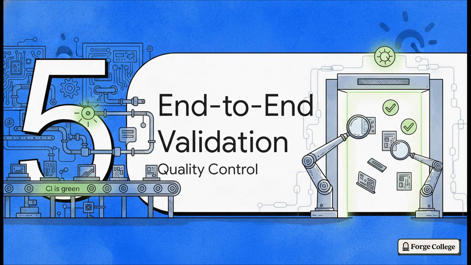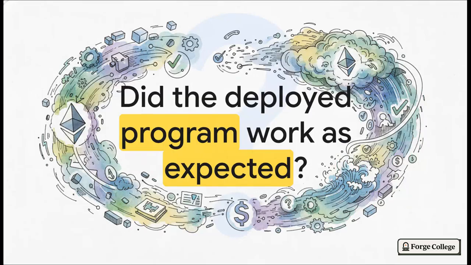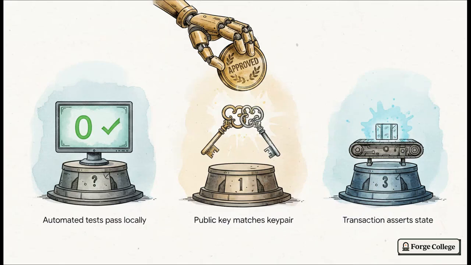Bringing us to Section 5. End-to-end validation. Quality control. All right, this brings us to the ultimate multi-million-dollar Web3 question. It's super easy to get caught up in green checkmarks and zip files, but we have to step back and ask, did the deployed program actually do what it's supposed to do? Like, does our newly ported EVM logic functionally operate in the live, chaotic Solana environment? To answer that with absolute confidence, we look for 3 non-negotiable success criteria.